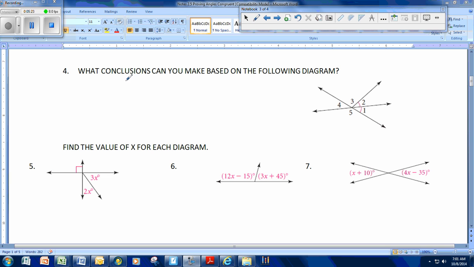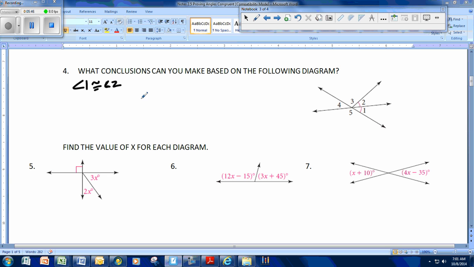Next, we're going to talk about what we can take away from diagrams. So here's another diagram, and we want to see what conclusions we can make based on what's given to us in the diagram. First thing I notice is that angle 1 and 2 are congruent because they're marked congruent. So that's one fact we can write about that. Angle 1 is congruent to angle 2.